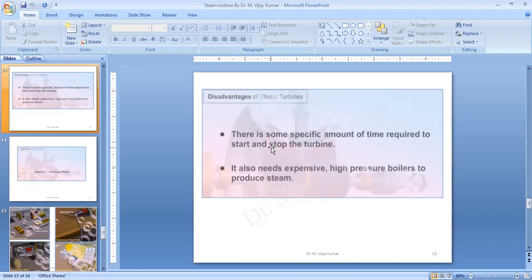In the same scenario, if you want to stop the turbine, it also takes some time. You cannot stop the turbine immediately. So this is one of the major disadvantages of the steam turbine. And what is another disadvantage? It also needs expensive, high pressure boilers to produce steam.